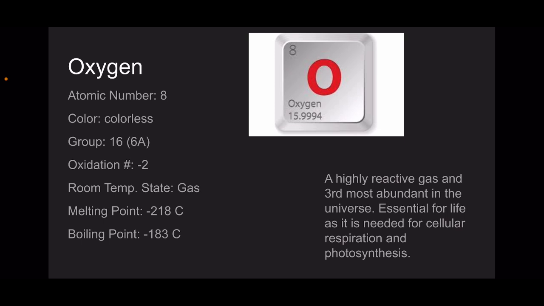It is a highly reactive gas and the third most abundant in the universe. It is essential for life as it is needed for cellular respiration and photosynthesis.